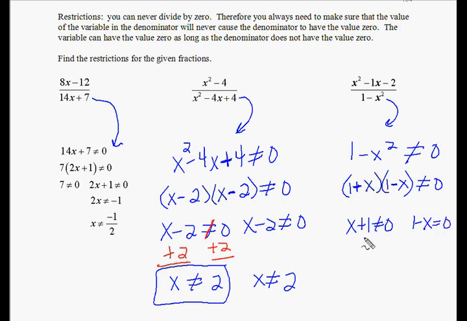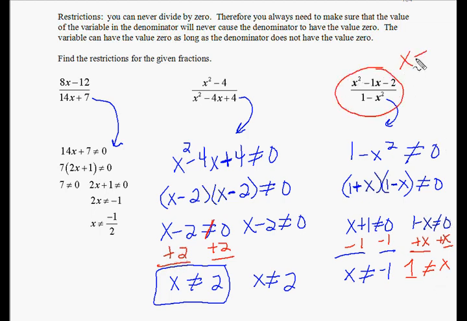To solve this first not equation, I will add a negative 1 to both sides, so we have x should not have the value negative 1. And in this other not equation, I will add x to both sides, and that will have x cannot take on the value positive 1. So there are 2 restrictions for this fraction. x cannot have the value 1, and x cannot have the value negative 1. So those are our restrictions.